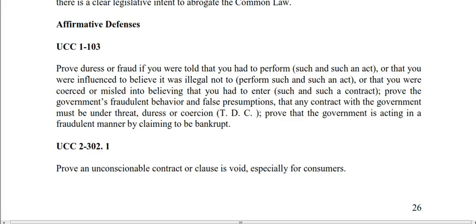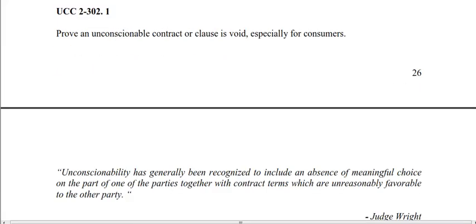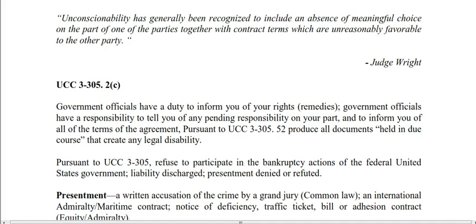UCC 2-302. Prove an unconscionable contract or clause is void, especially for consumers. Unconscionability has generally been recognized to include an absence of meaningful choice on the part of one of the parties together with contract terms which are unreasonably favorable to the other party. Judge Wright.